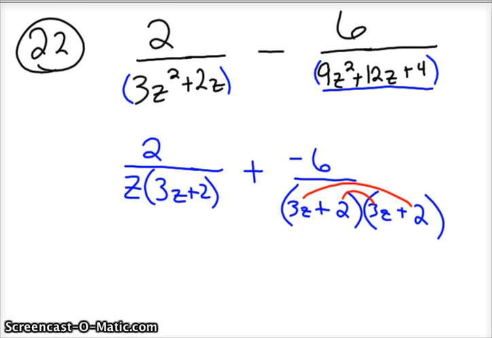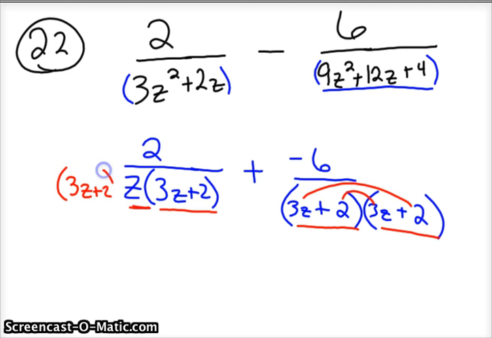All right, so then once you have the denominator established as multiples, we need a common denominator. And you just look at what each piece is missing. On the left side here, we've got a z and a 3z plus 2. On the right side, we've got a 3z plus 2 and another 3z plus 2. So we've got to have 2 of those. So on the left, what I'm missing is another 3z plus 2. And you do that on the top and the bottom.